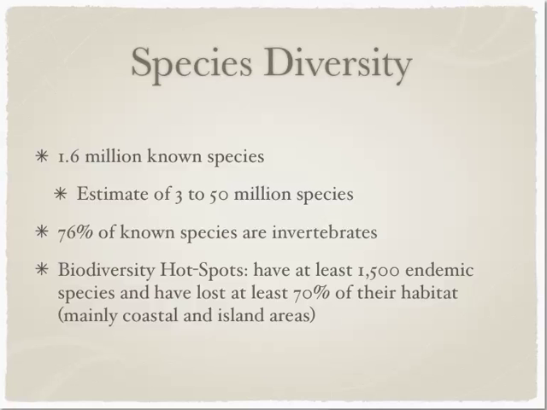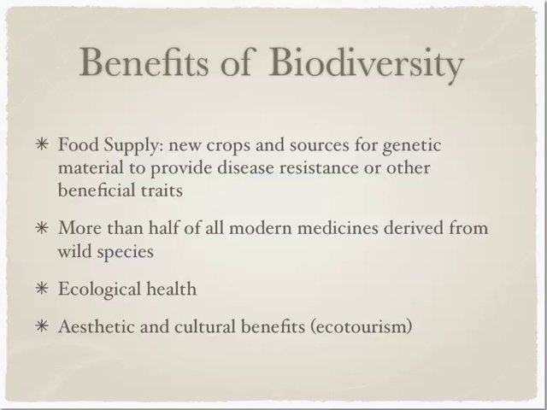Biodiversity hotspots. These are areas that have endemic species. Those are species that only live in a specific area. Biodiversity hotspots are also areas that have lost 70% of their habitat. These are mainly coastal and island areas.